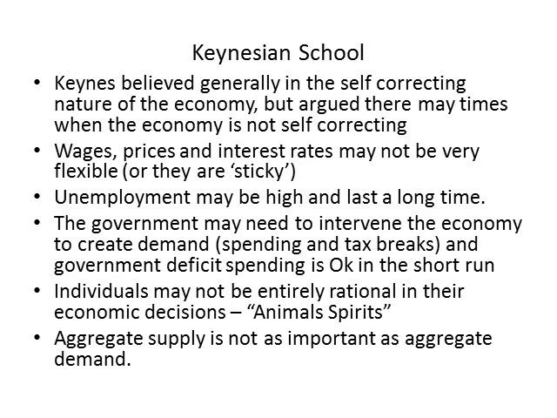Saltwater economists generally follow the ideas of John Maynard Keynes. Keynes believed generally in the self-correcting nature of the economy, but argued there may be times when the economy is not self-correcting. Wages, prices, and interest rates may not be very flexible, or they are sticky. Unemployment may be high and last a long time. The government may need to intervene in the economy to create demand through spending and tax breaks, and government deficit spending is okay in the short run. Individuals may not be entirely rational in their economic decisions, the so-called animal spirits. Aggregate supply is not as important as aggregate demand. Some important saltwater economists are John Maynard Keynes, Paul Krugman, and Robert Reich.